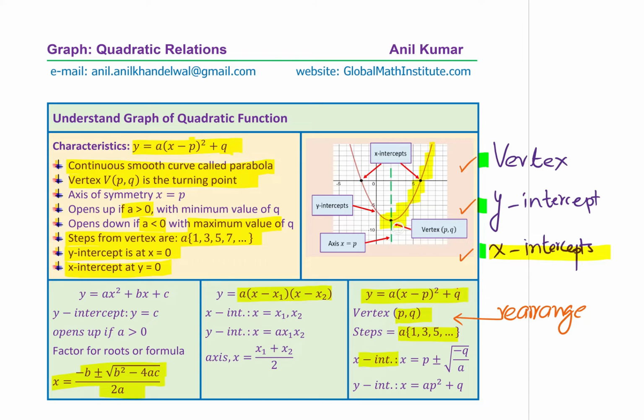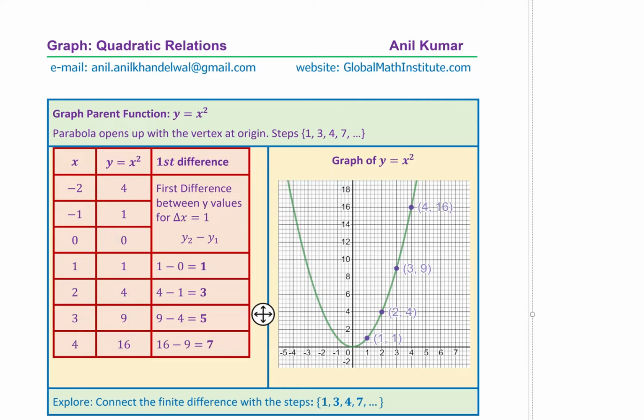Got the idea, right? So this point is the absolute minimum. If the value of a is positive, the graph is opening upwards, but it could be absolute maximum if a is negative and the graph opens downwards. Clear? Now let's take up the parent function to begin with. So y equals x squared is the parent function. You can always make a table of values for different values of x: minus 2, minus 1, 0, 1, 2, 3, and 4. When you square them, you always get positive values as shown in this particular table.